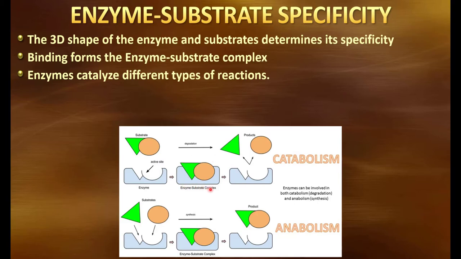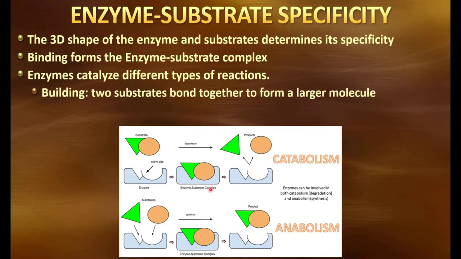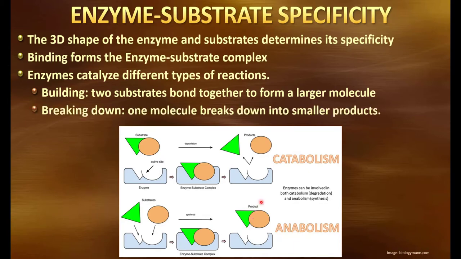We see here two different types of reactions that are being catalyzed by the enzymes. We see one that is a building reaction, which is on the bottom here, anabolism. So we're taking two substrates, we're hooking them together to create a larger molecule product. So that is anabolism, where we are binding together substrates to form larger products. And then we also can break them down, which is shown on the top. So we take this molecule here, we break it apart, and we create smaller products from that.